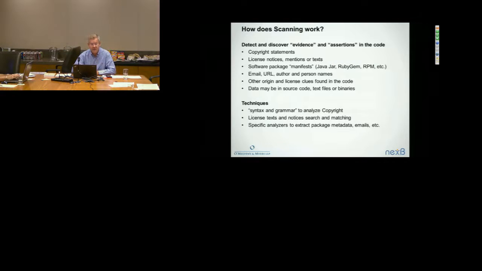So in terms of techniques, generally speaking, the basic technique in all this scanning is about doing some kind of pattern matching.